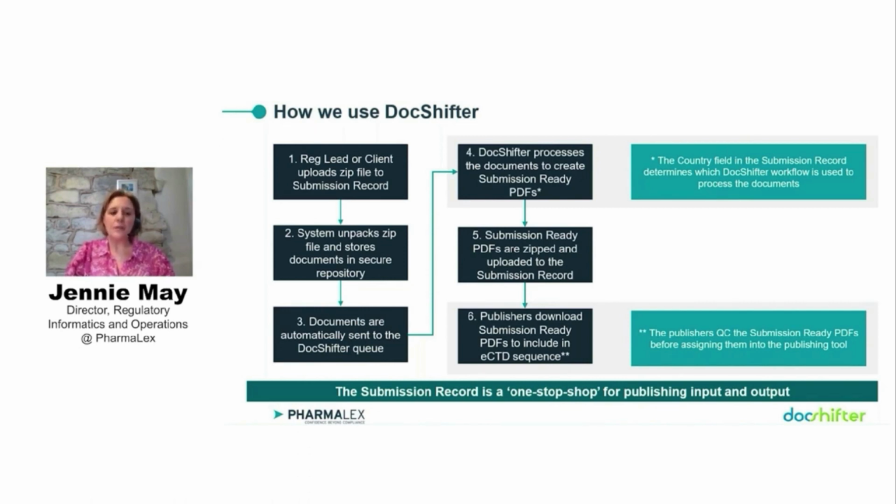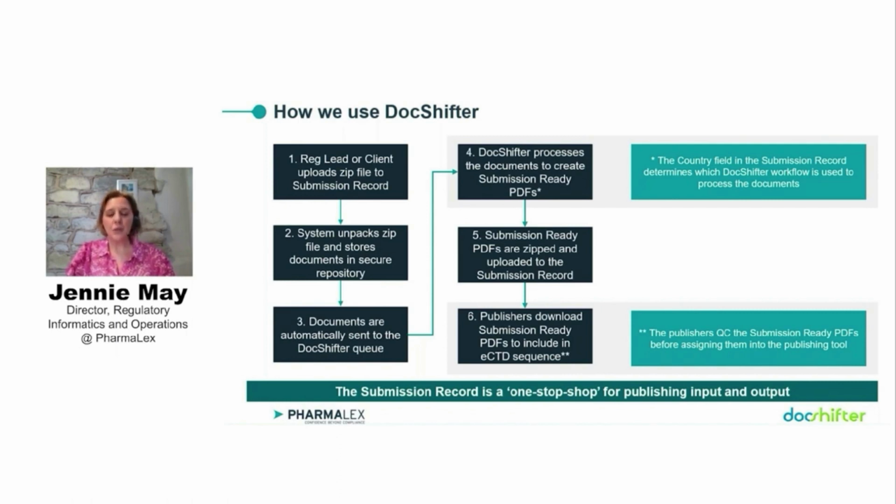Those documents then are automatically sent to the DocShifter queue, and then DocShifter will process those documents to create submission-ready PDFs. And Paul already mentioned using metadata in SharePoint to define what attributes need to be set against those PDFs. And so we're using that same principle within our submission management tool. So we know from our submission record which country those documents are going to be going to. And that country field is used to determine which DocShifter workflow is going to be used to process those PDFs.